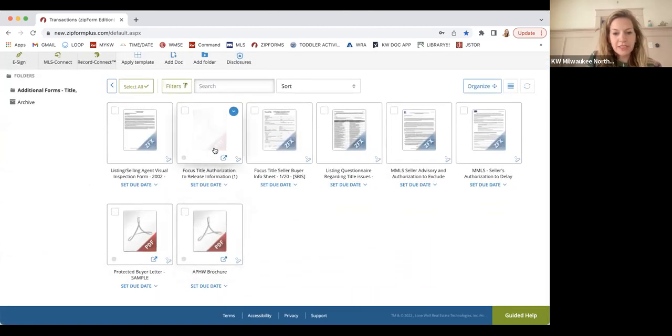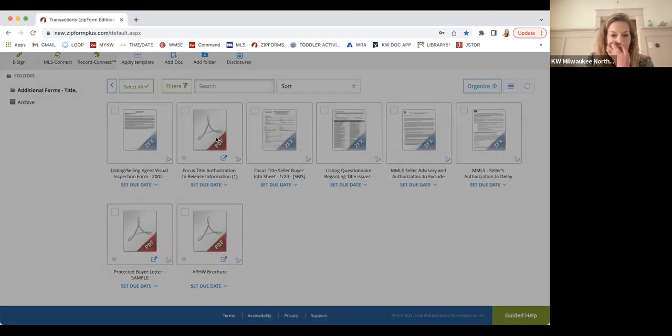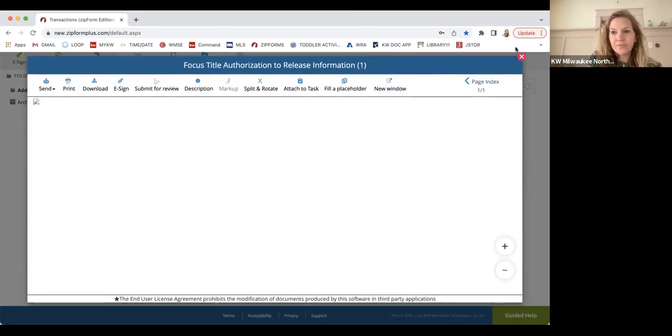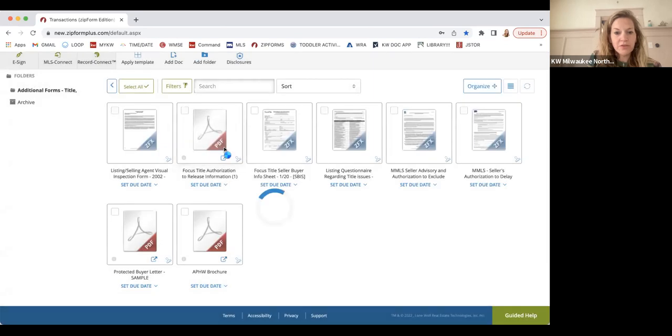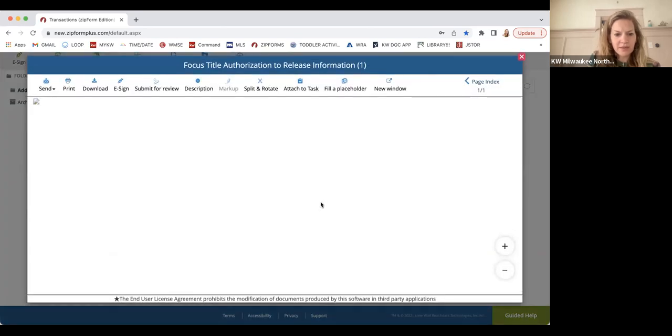Focus title authorization to release form. So this is when you'll use this when it's not coming up.